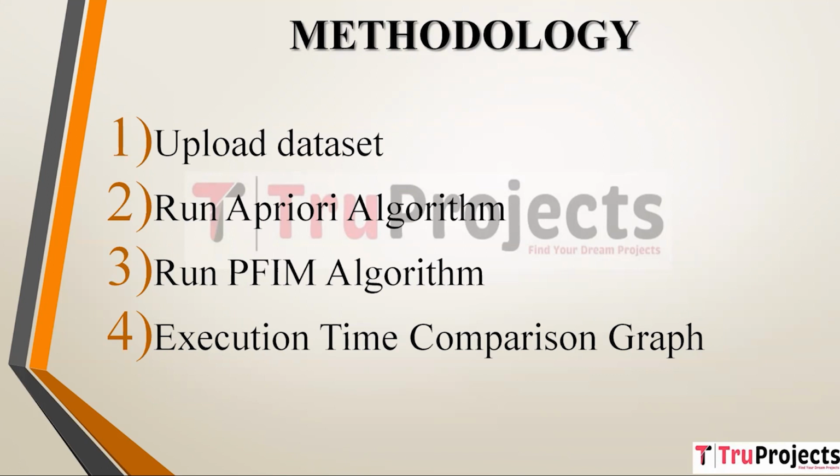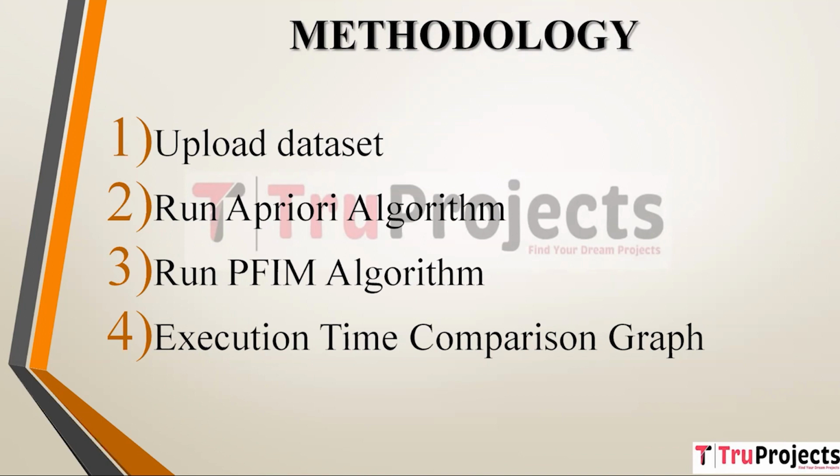PFIM involves breaking down large item sets into smaller fragments and incrementally mining patterns from them. This can improve the efficiency of mining, especially for datasets with a high number of items and long transactions. Fourth module is Execution Time Comparison Graph.